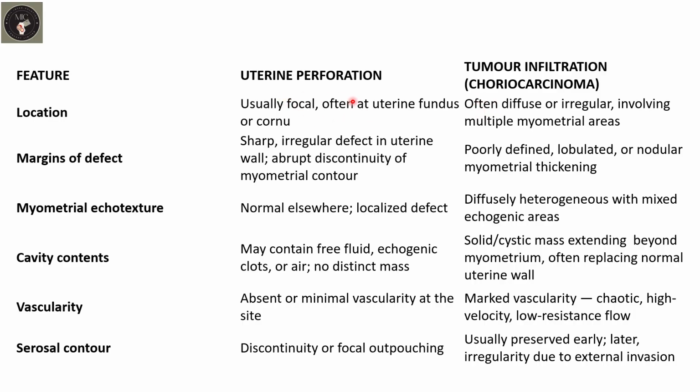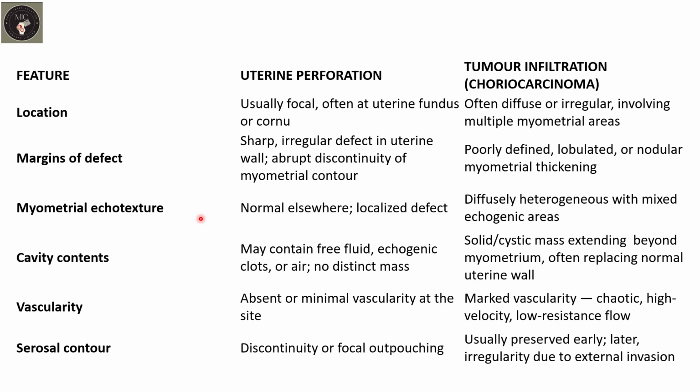In uterine perforation, the location is usually focal and commonly on the fundus or the corner, while if it is invasion from choriocarcinoma, it's often diffuse and may involve multiple sites. The margin of the defect is usually sharp in uterine perforation, and there will be abrupt discontinuity of the myometrial contour. In tumor infiltration, it's likely to be poorly defined, lobulated, and at times there will be nodular myometrial decay.